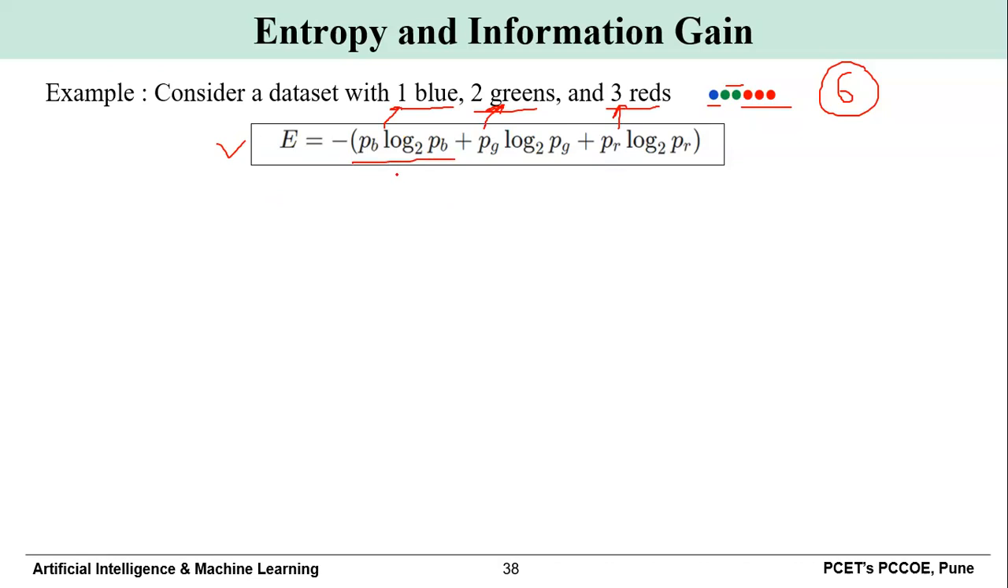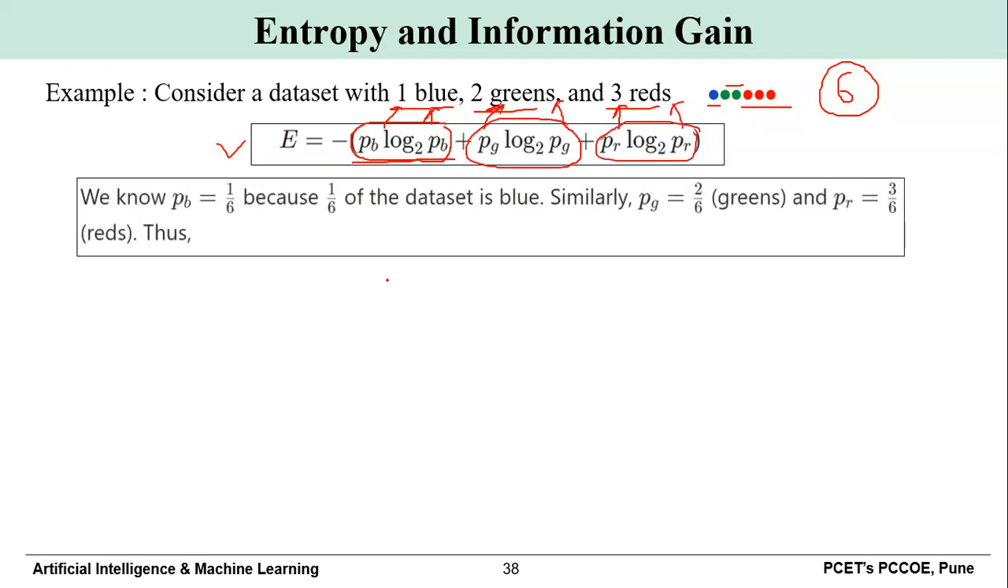So this is how we wrote the formula. So you can see here the rounded part is related to the entropy for the blue color dot. The second circled part is related to the green colored entropy, and the third is related to red color.